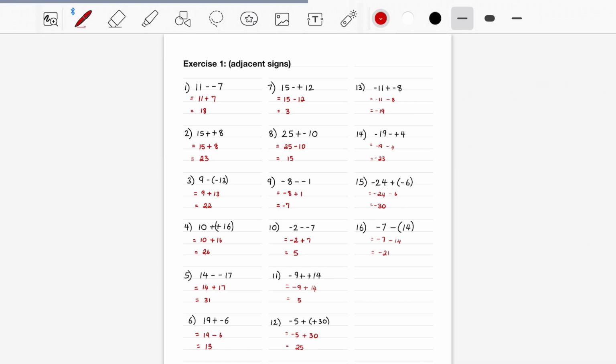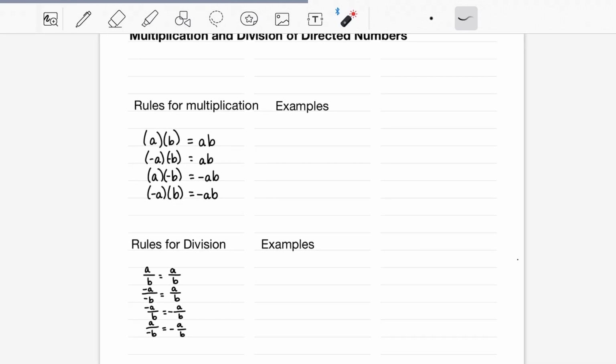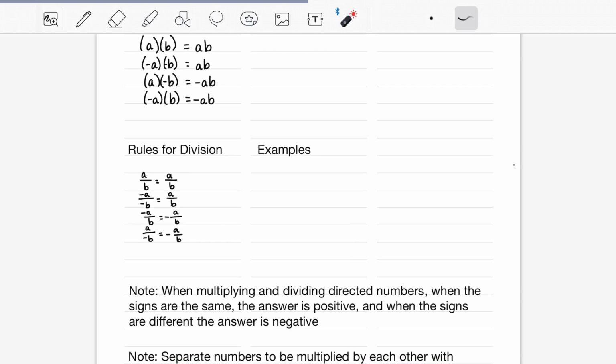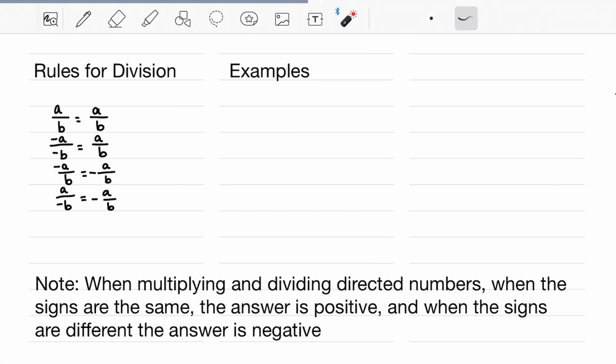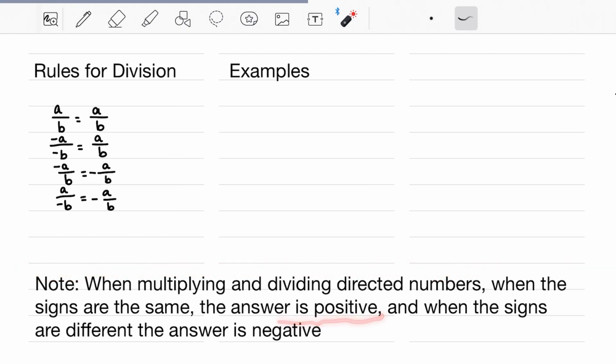Okay, so let's move on to multiplying and dividing directed numbers. Let's take a look at what we should be doing for multiplication and division of directed numbers. First, before we look at the rules, let's read this note. When multiplying and dividing directed numbers, when the signs are the same, the answer is positive, and when the signs are different, the answer is negative.